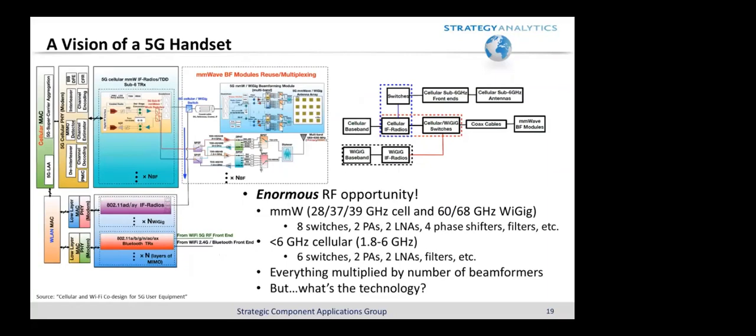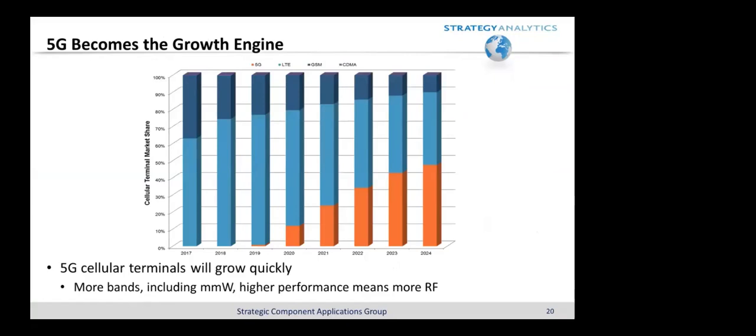Again, another eye chart, but when you get a chance to review this slide, look at all the channels, bands, and radios. That's the opportunity for the semiconductor market in general and the GaAs market specifically. So this is a recent forecast, again, pre-COVID-19, and we see the growing importance of 5G in the cellular market. More bands, more performance, more RF.